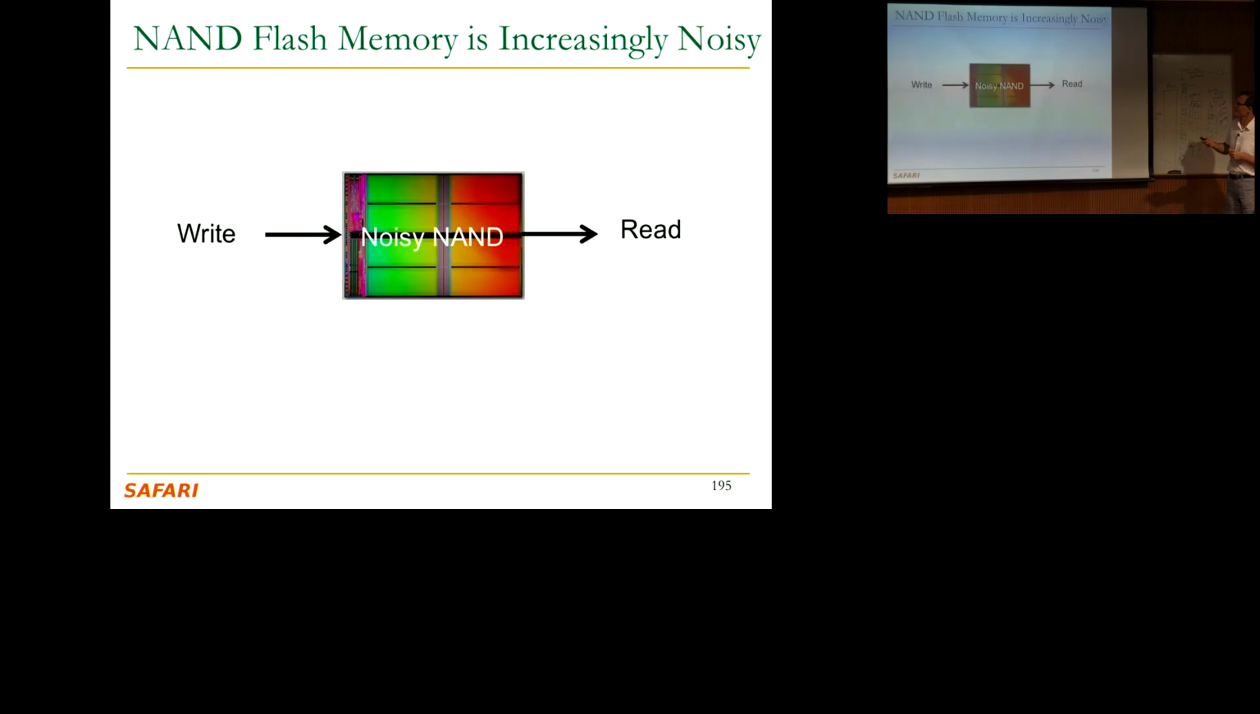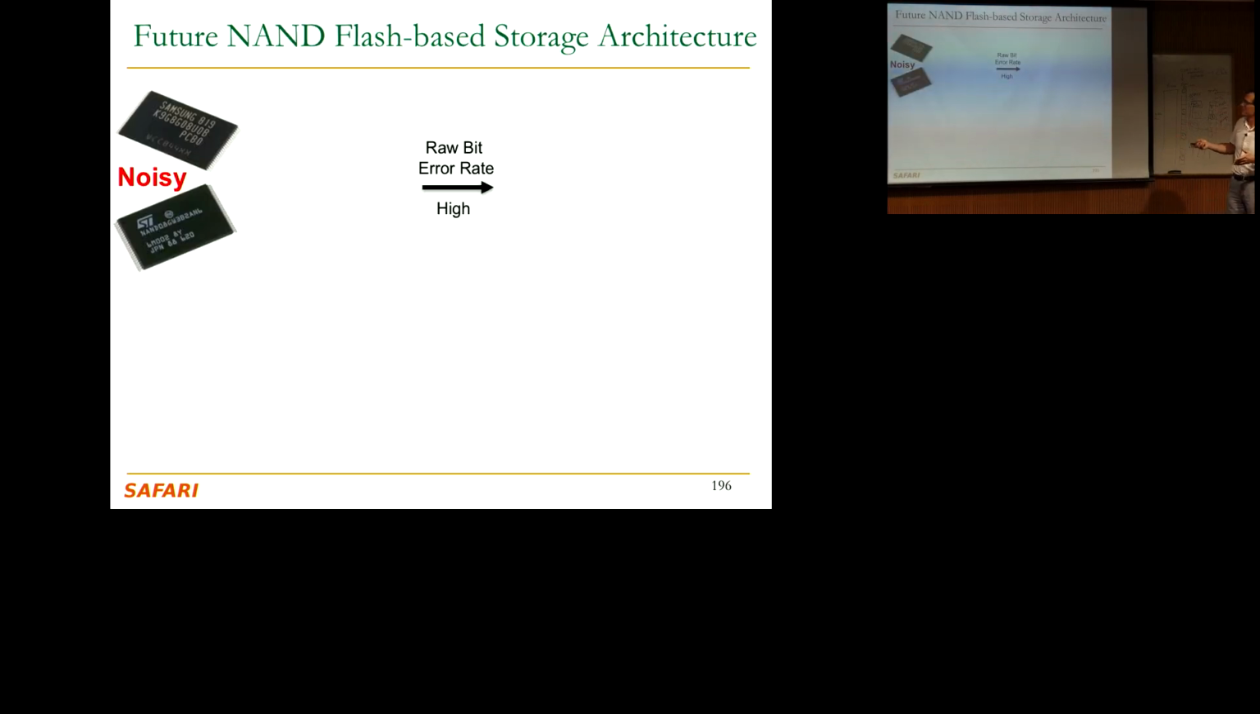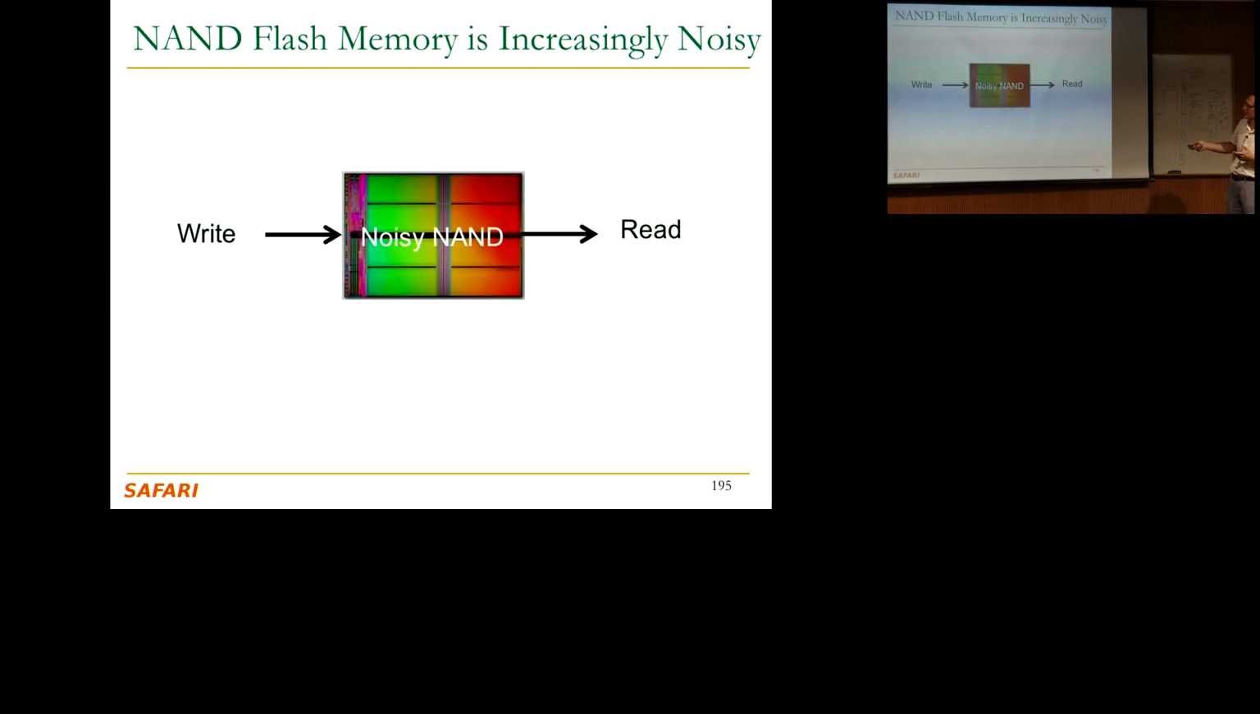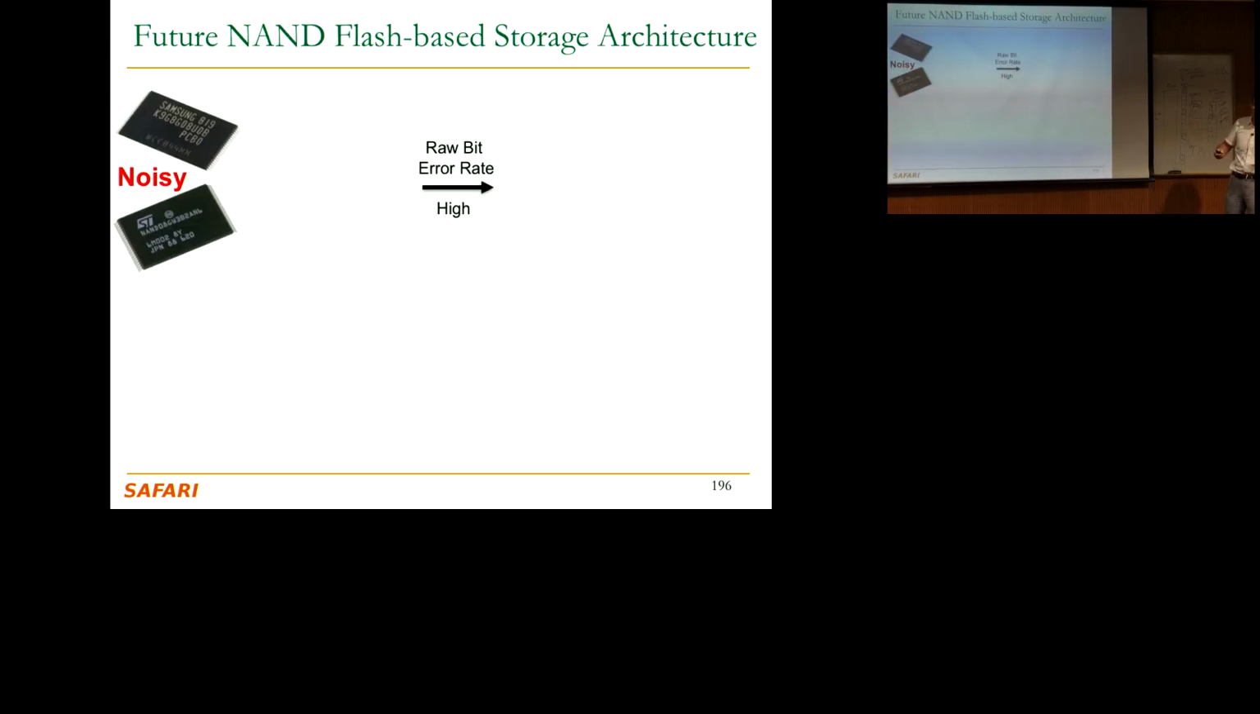OK, so I'm going to treat flash memory as a channel. Basically, you write some data into the channel, and you read the channel later on at some point. And there's a lot of noise in the channel. You want to get the reads correct, at least as correct as what you've written. You want to get the writes correct in the first place also, but we may talk about that.